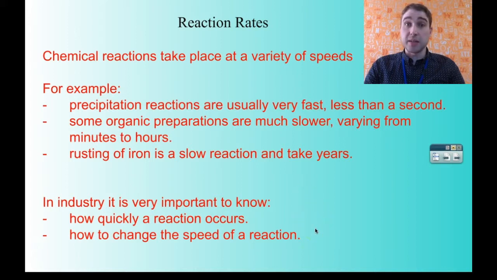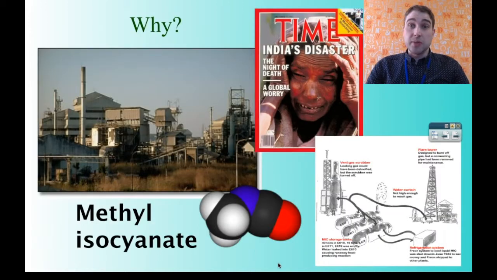In industry, you want to make as much product as possible in the shortest amount of time. That will give you more product to sell quicker. But if you speed up a reaction too fast, you might get something bad happen. An example of when things go badly is the Bhopal disaster.